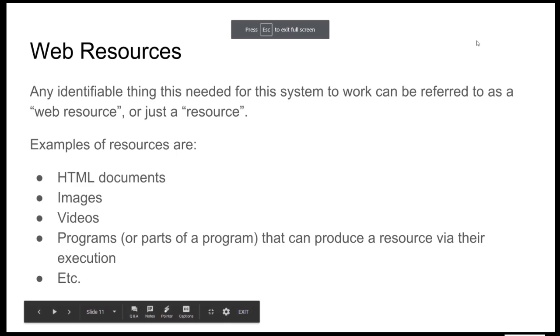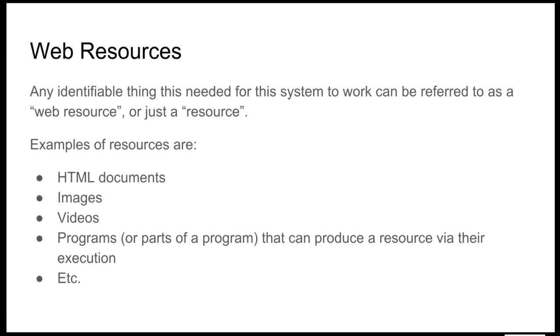Web resources. Any identifiable thing that is needed for this system to work can be referred to as a web resource. So what do we mean? Well, things that can be identified are specific HTML documents, specific images, specific videos, and this is where we're going to have fun today, programs or parts of a program that can produce a resource via their execution. So we're going to take a minute and talk about that.